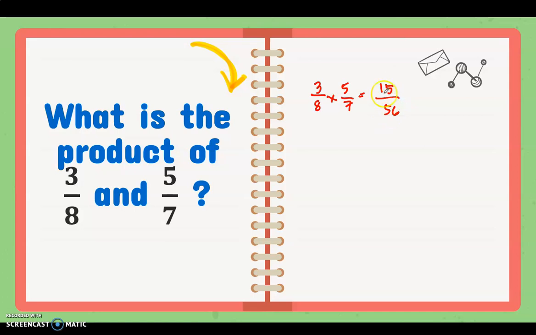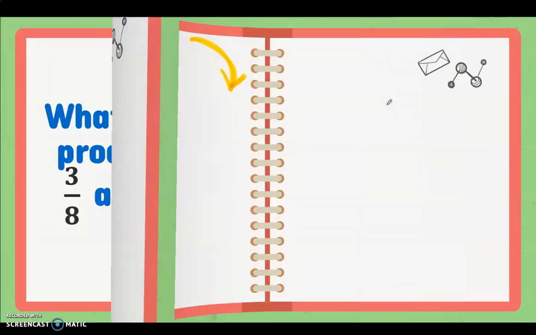So, let's check if 15 and 56 have a common prime number or common factor, aside from 1. 15 is not divisible by 2. It's also not divisible by 3 for the 56. 4, it's not. 5, it's not. Therefore, this is already in its simplest form. 15 over 56. The answer is 15 over 56.